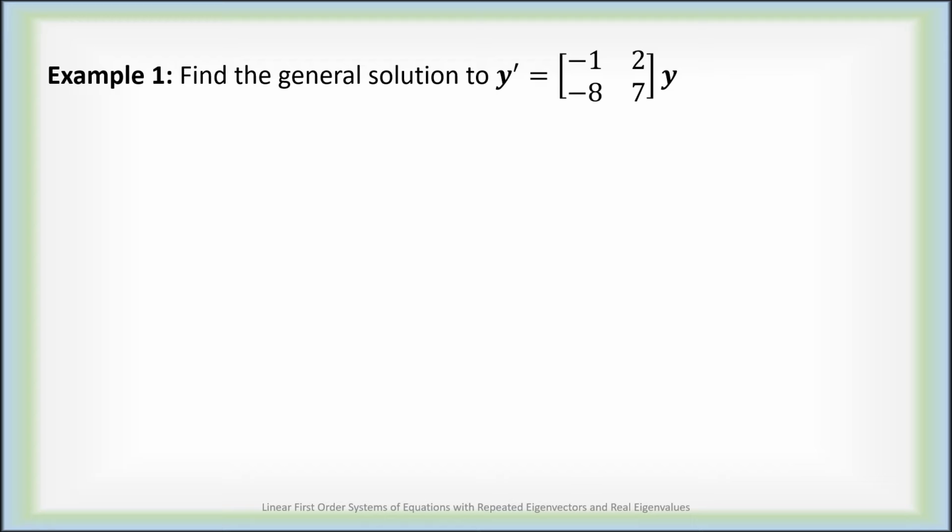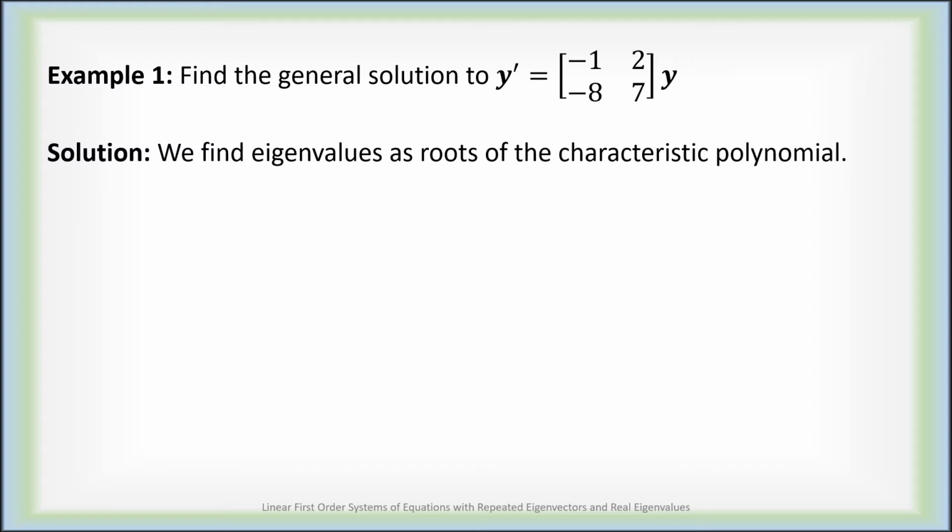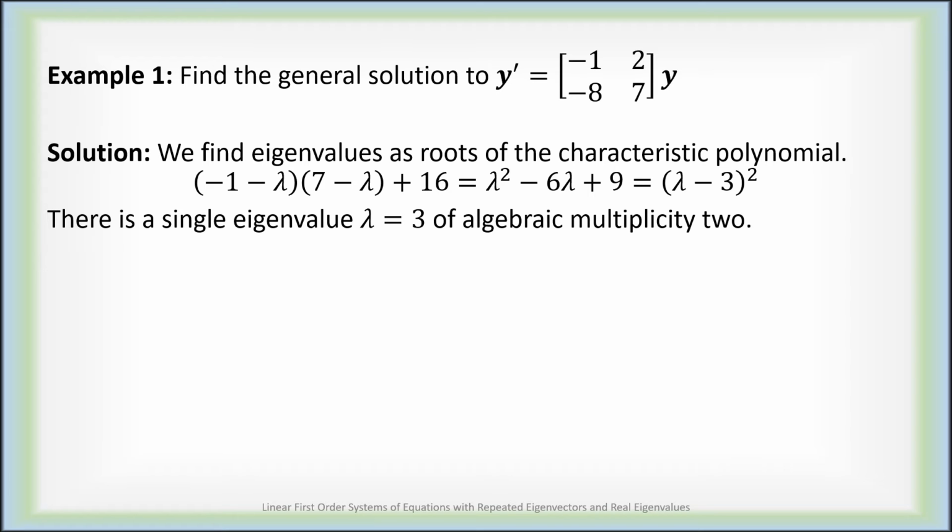So let's try to put this into practice. Example, find a general solution to y prime is this matrix times y. So we find eigenvalues as roots of the characteristic polynomial. So we go ahead and set up A minus lambda I, take its determinant. This factors as (lambda minus 3) squared. So there is only a single eigenvalue. It has algebraic multiplicity 2. Now we're going to look for eigenvectors. In the back of our minds, we're hoping for 2 linearly independent eigenvectors, but given what section this appears in, we kind of expect we're not going to find them.